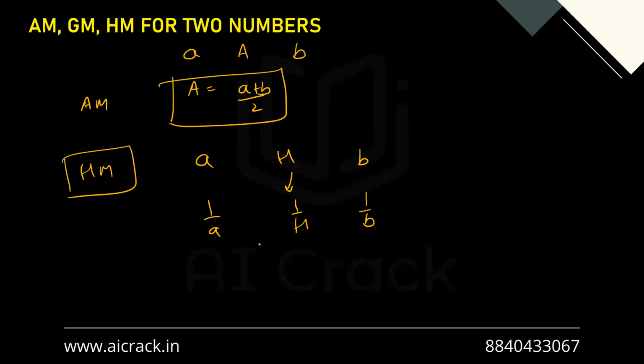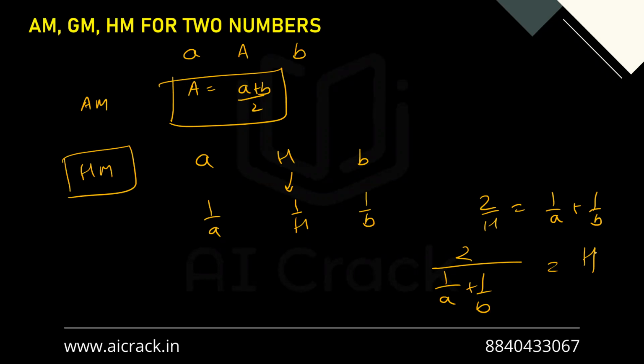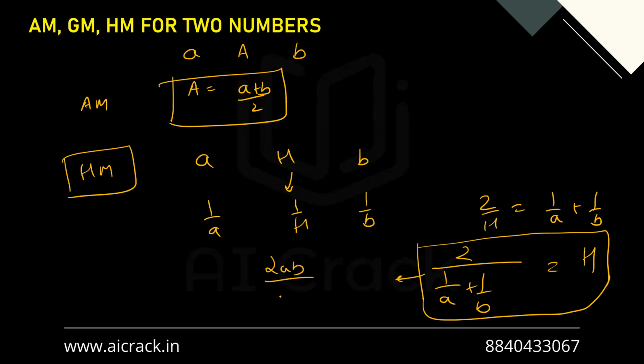So if these are in arithmetic progression, then we know that 2 times 1 by H equals 1 by A plus 1 by B. So basically, the summation of this term and this term would be equal to twice the middle term. That is the arithmetic mean, right? So that is why we get H equals 2 upon (1 upon A plus 1 upon B). This is how harmonic mean is defined. You can simplify it further. You will get 2AB upon A plus B. So if we have two numbers A and B, and H is the harmonic mean of A and B, then harmonic mean is defined by 2AB upon A plus B.